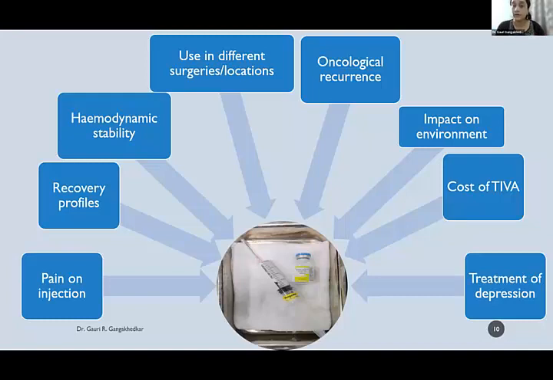I can obviously look at pain on injection, so I can look at various ways to prevent this pain. I can look at recovery profiles from anesthesia, so I can see what sort of doses need to be used to ensure what sort of recovery, what the POIB profiles are, how they work in daycare surgeries. Hemodynamic stability as a part of the use of, say, TIVA or TCI pumps, or simply the use of propofol on induction, how stable the patients are in different patient subsets. Or you could use it in different surgeries in different locations. Like, can I use it for nasal endoscopies? Can I use it for gastroenterological procedures, for maintenance or induction?